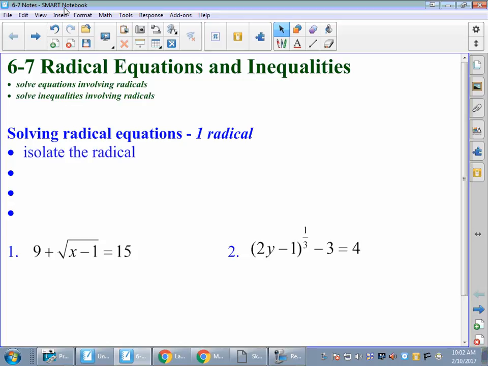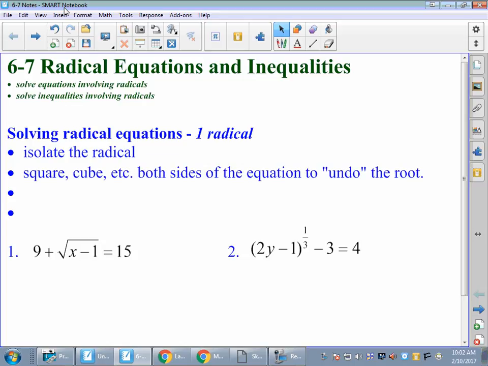You do not want to square a radical when there's other numbers on the outside, because then you'll have to square the whole quantity, and then you're foiling, and it gets to be messy. So add, subtract, multiply, divide, get the radical all by itself. Then you're going to square and cube both sides to undo the root.